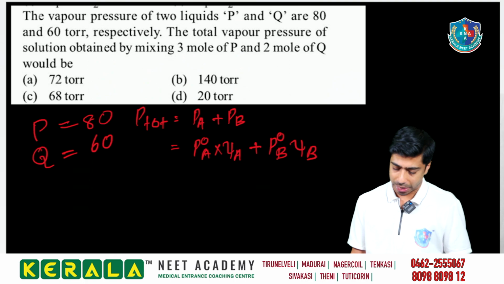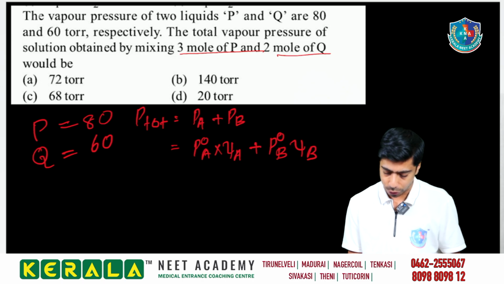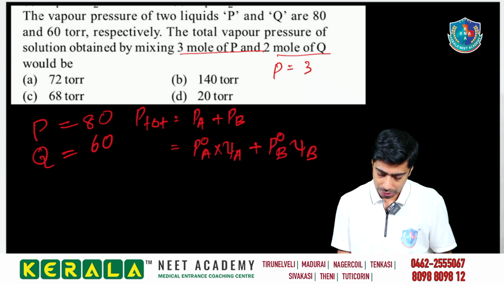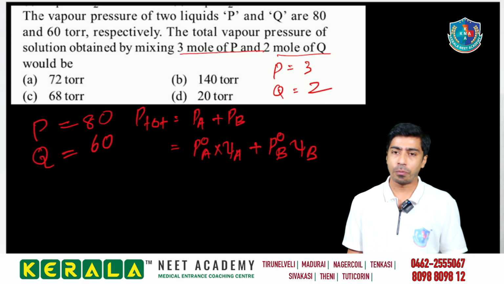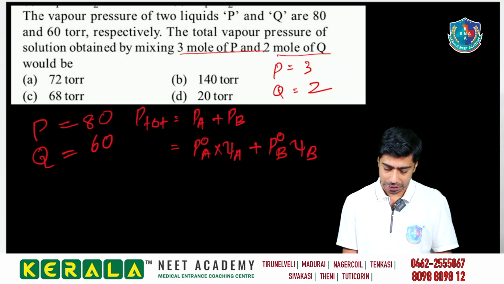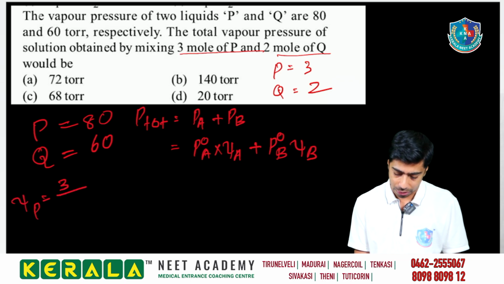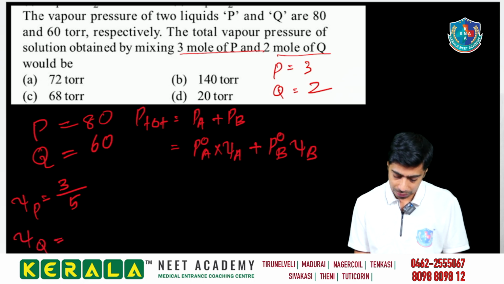So the mole fraction value, for example, the total vapor pressure obtained by mixing 3 moles of P and 2 moles of Q. So P will be 3 moles and Q will be given as 2 moles. The number of moles of P is 3 and the number of moles of Q is equal to 2. So mole fraction of P will be equal to number of moles of P divided by total number of moles, 3 by 5. And mole fraction of Q will be equal to 2 divided by 5.